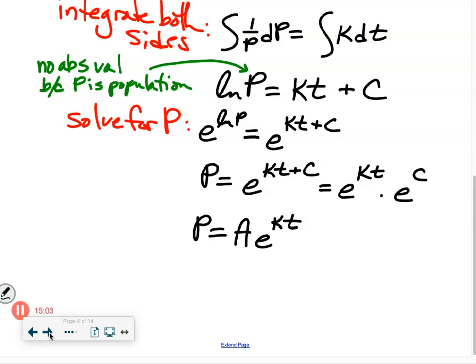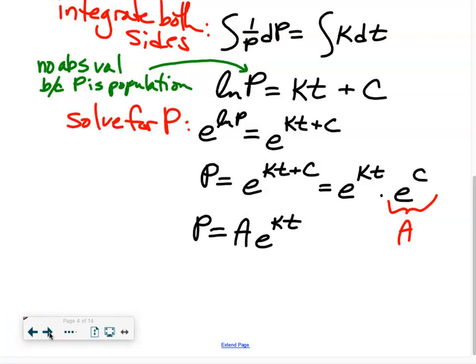But I'm not replacing the t. The only part I just changed was this guy right here. I'm just giving it a new constant name called a. This part I kept. I just moved it to the front. So it's a coefficient. All right.